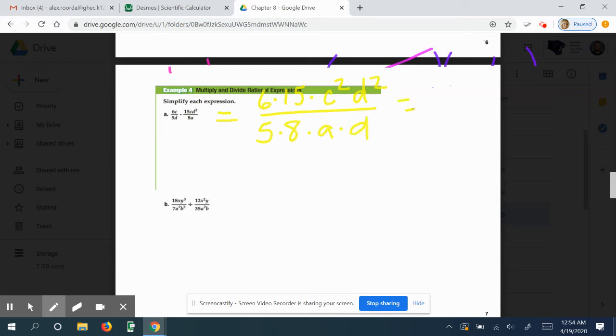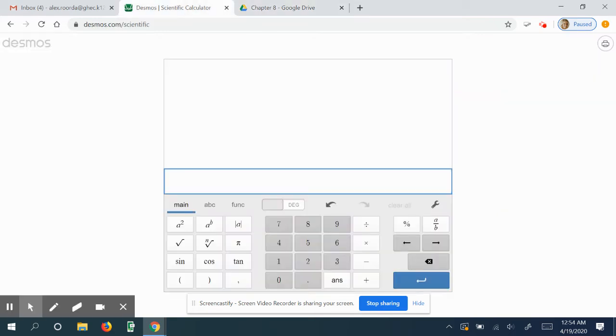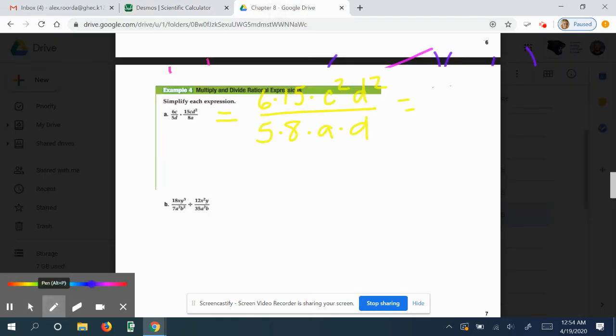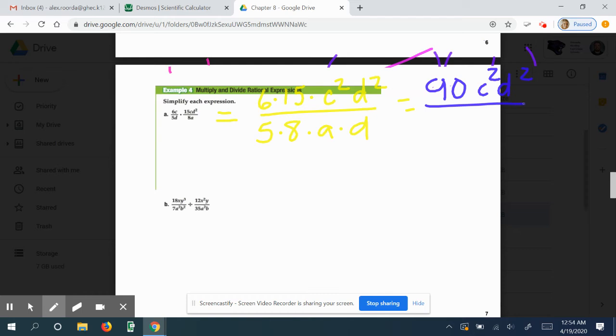Just checking real quickly, 6 times 15 is 90. So this would be 90 c squared d squared over, and then 5 times 8 would be 40 a d.